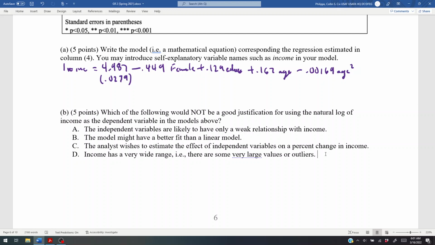When you take logarithms of the data, that's going to squish the large numbers more than it squishes the small numbers. And so it might have the effect of making the tail on the right side of the distribution seem less long. I'm good with all of these except the first one. The first one makes no sense. And it says which one is not a good justification. So that's your answer.